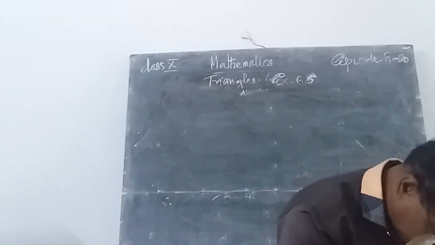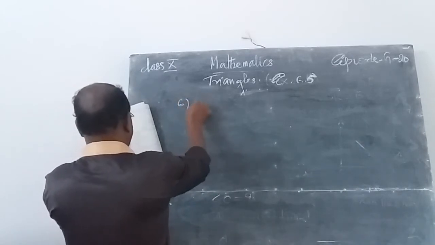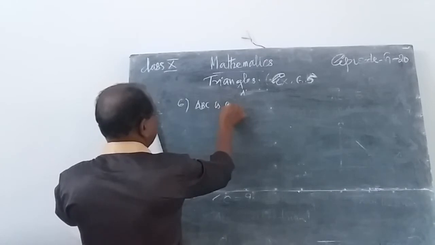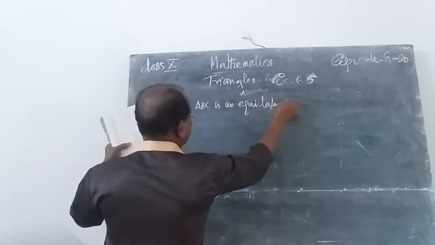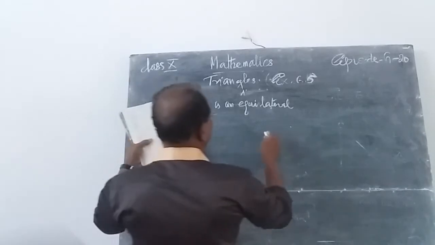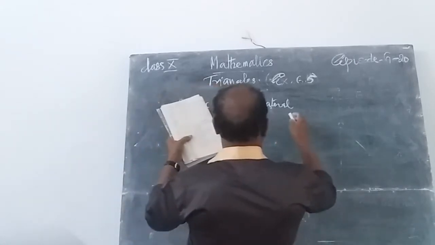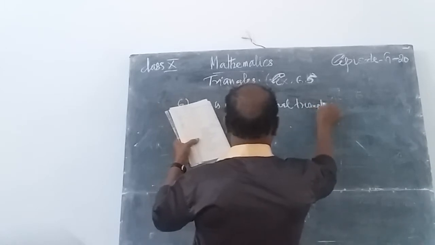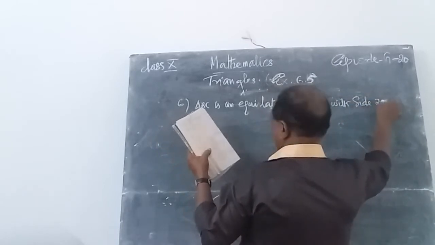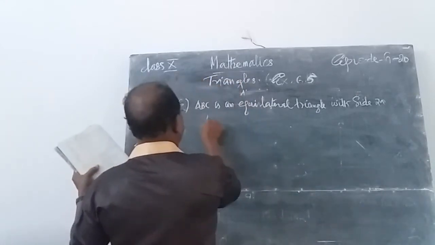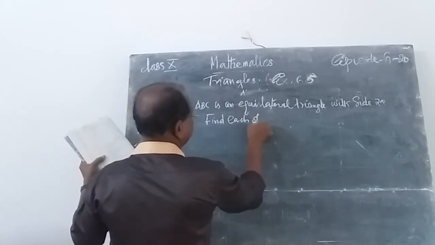That is question number 6. ABC is an equilateral triangle with side 2A. Find each of its altitudes.